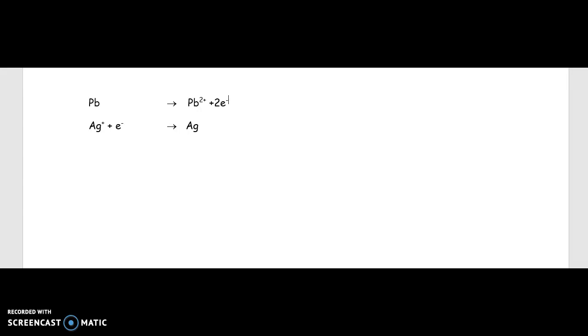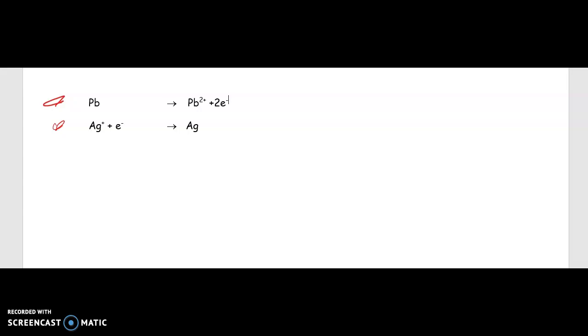I want to show you how to turn these balanced ion electron half equations into full overall equations. If we look at the equation here, with lead turning into lead 2+ plus 2 electrons, the lead loses 2 electrons, and here the silver 1+ gains an electron. So you've got the lead losing 2 and the silver 1+ gaining 1. So obviously that's not an equation.